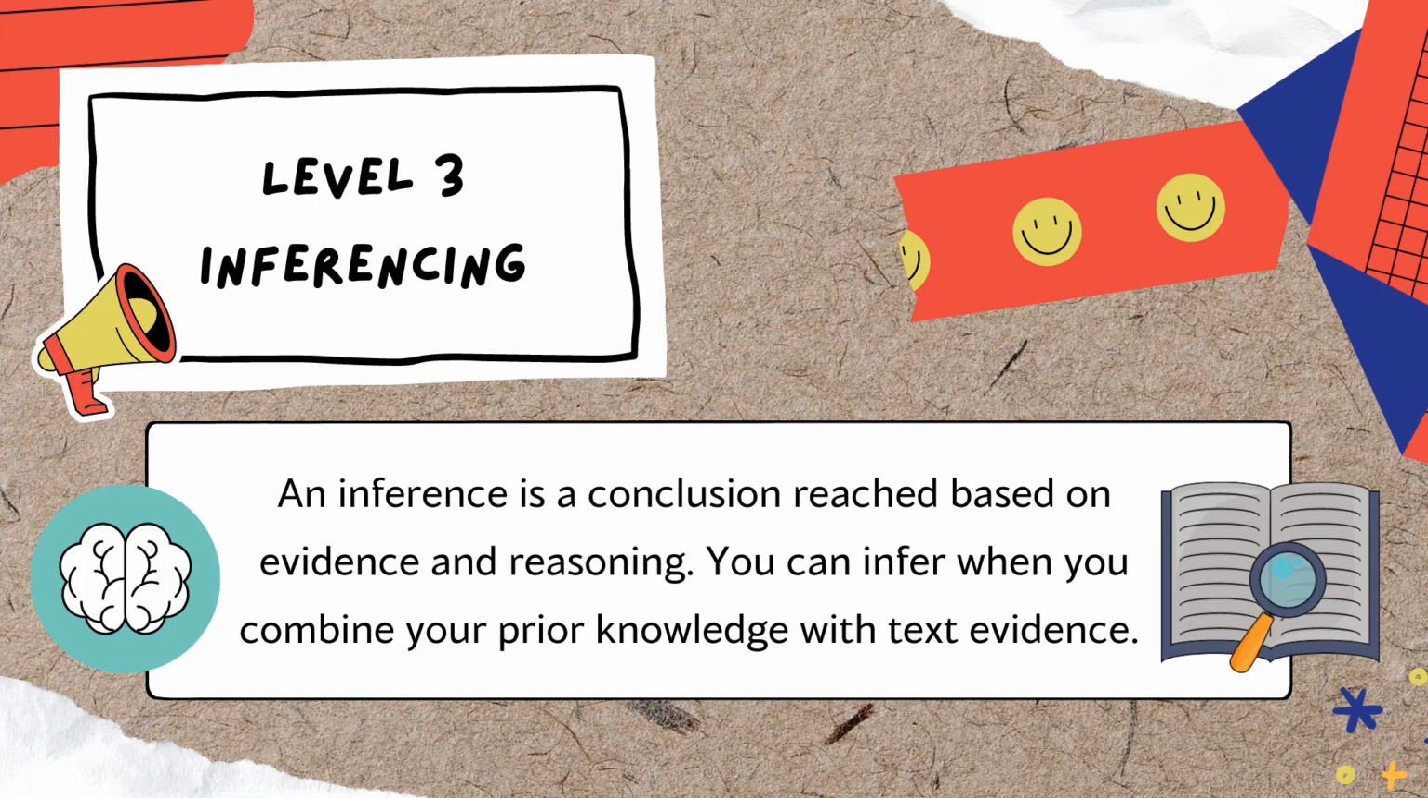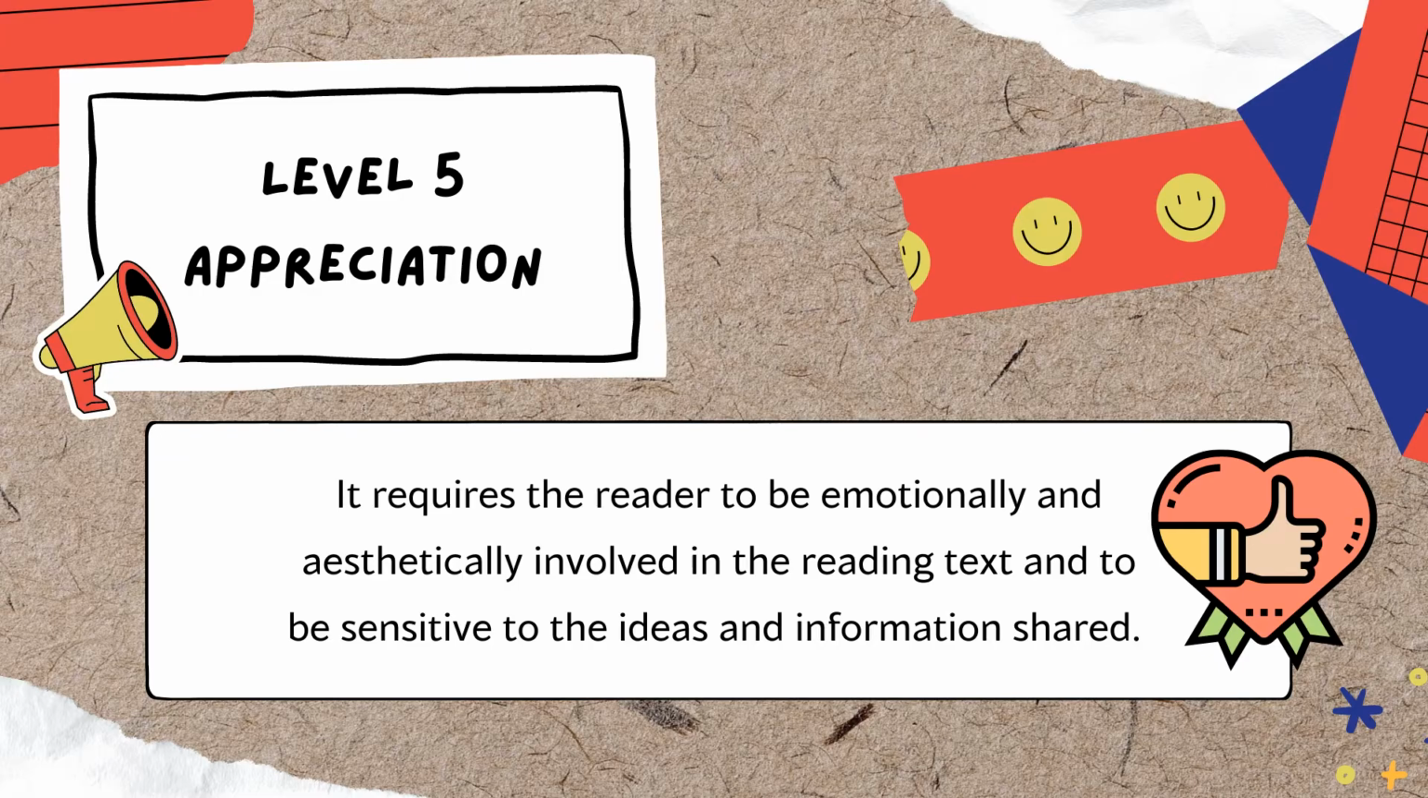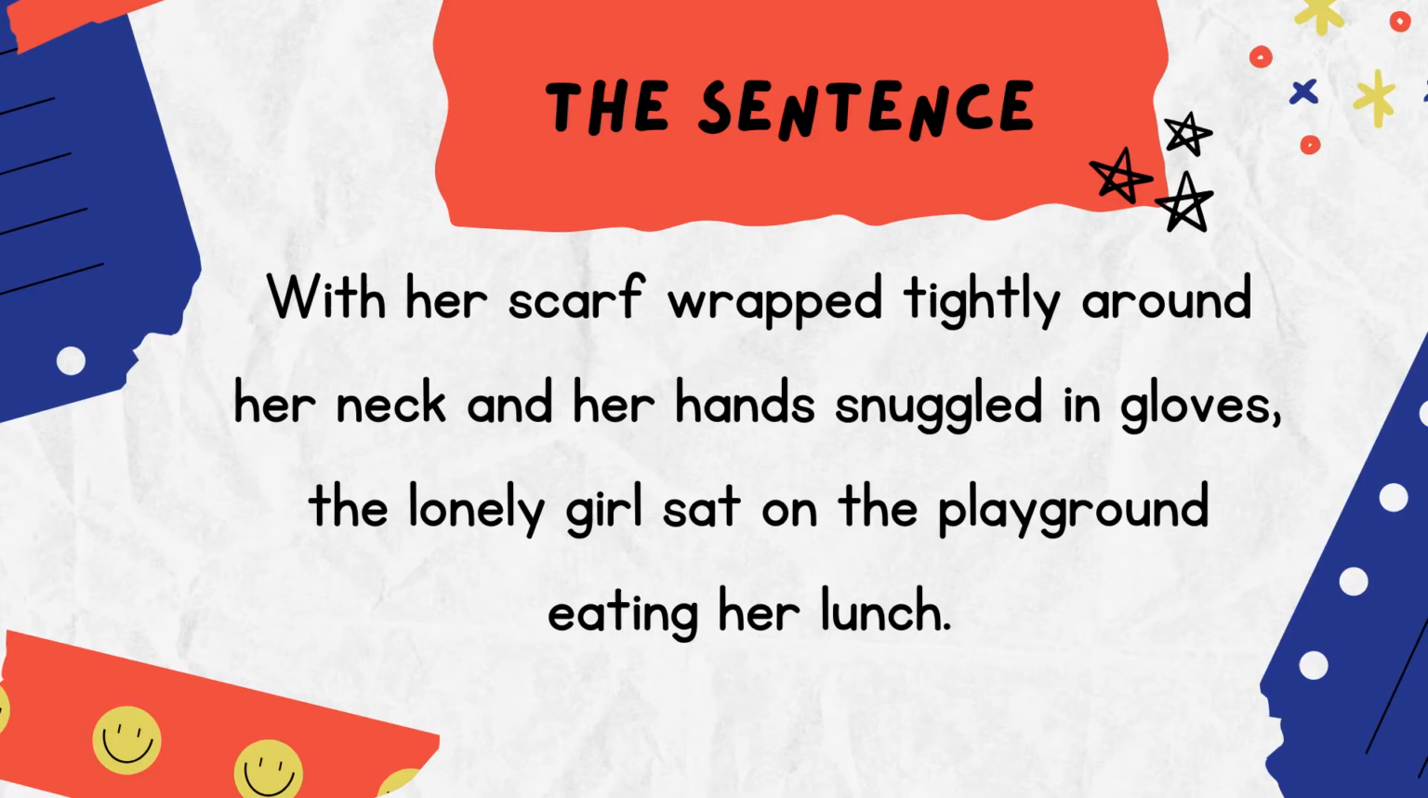Level 3, or inferencing, refers to the reader's ability to use information and ideas in the text to reach a conclusion or make a guess by reading between the lines. Level 4, or evaluation, refers to the reader's ability to make a judgment about the information in the text. Then level 5, or appreciation, requires the reader to be emotionally involved in the reading text and to be sensitive to the ideas and information shared.